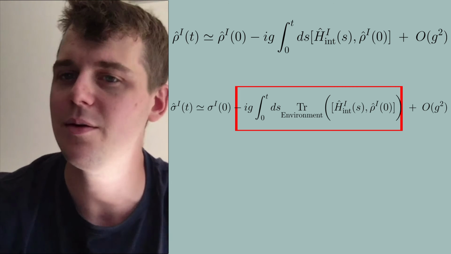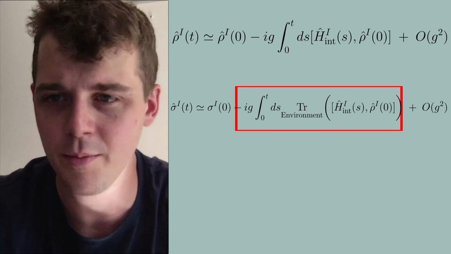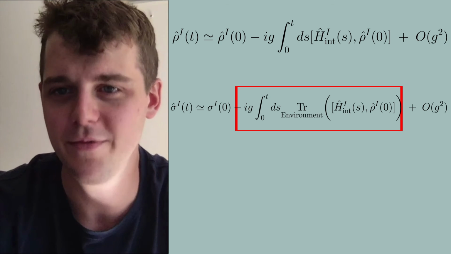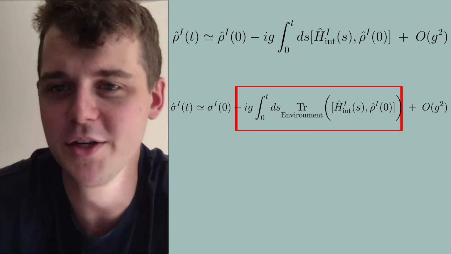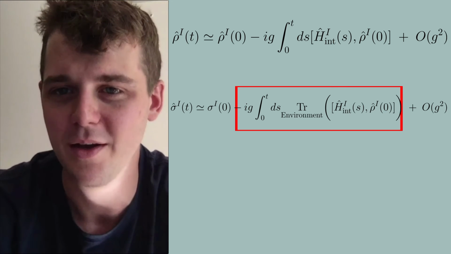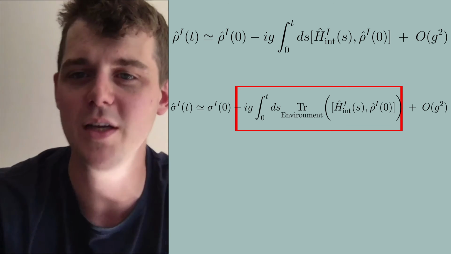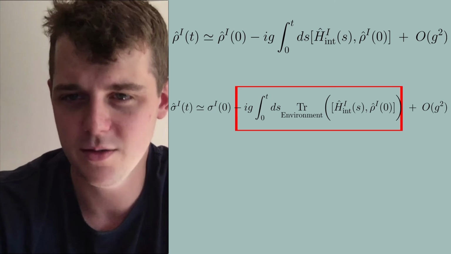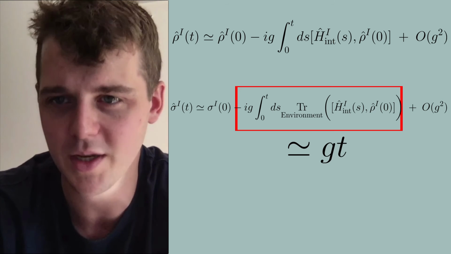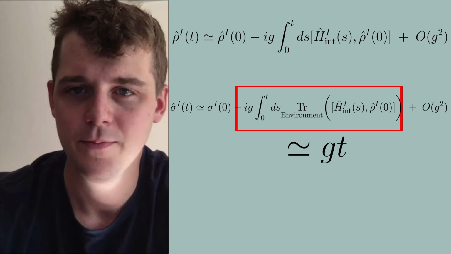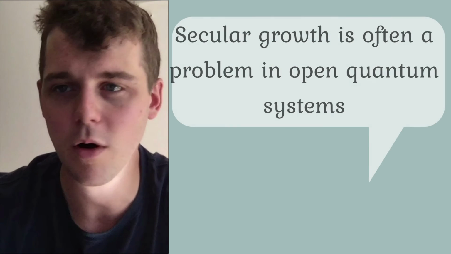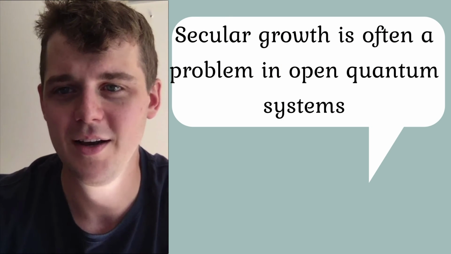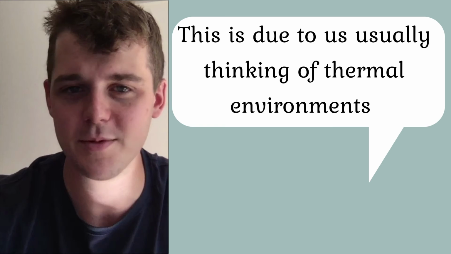We can manipulate this into a more pleasing form, but already at this point we can see that by doing this partial trace, we've changed nothing about the secular growth problem. There are definitely scenarios in which this leading order term might scale like gt once again. So this secular growth problem is not one that happens only with open quantum systems. However, what you find is that it's very often a problem in open quantum systems, probably more often than not. And the reason for this is we're very often thinking about thermal baths in these types of settings.